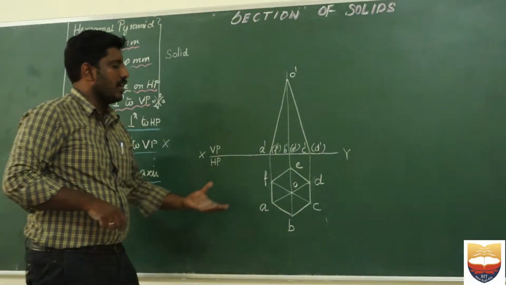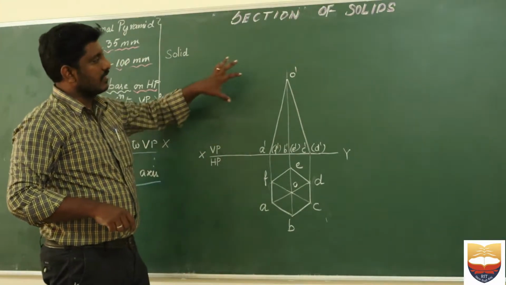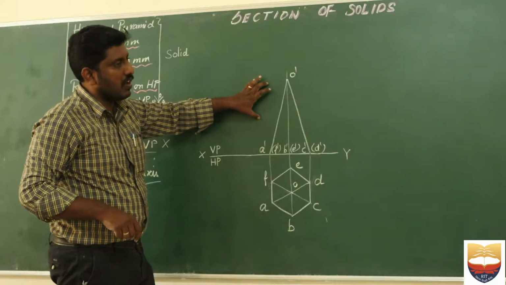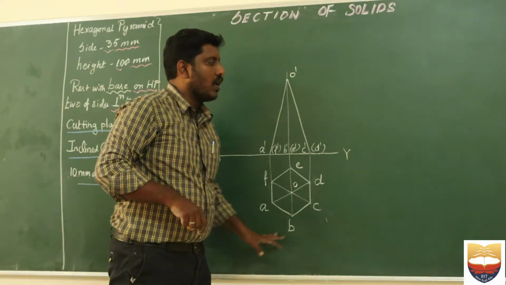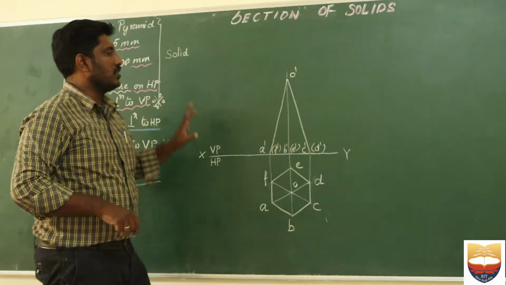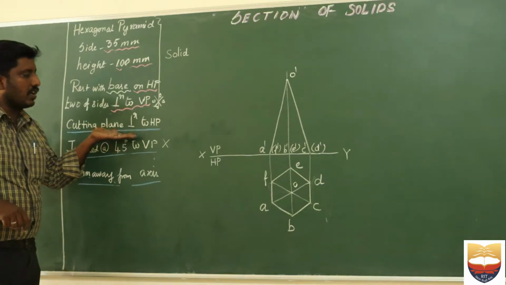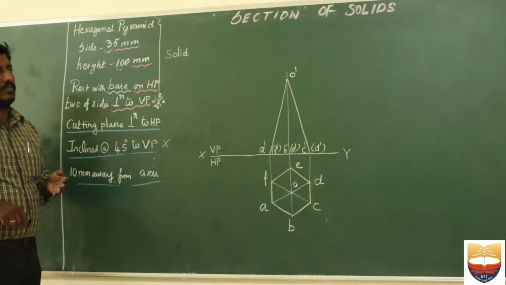And similarly, I have to draw the true shape here. So in this problem, I will have a sectional front view, or sectional elevation, a top view, and then a true shape. This is what I am asked to draw in this particular problem. Where is this cutting plane located? It is 10 mm away from the axis.